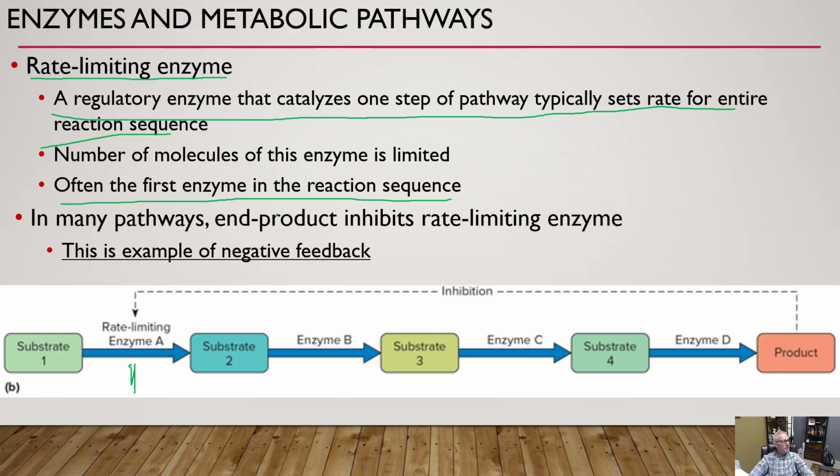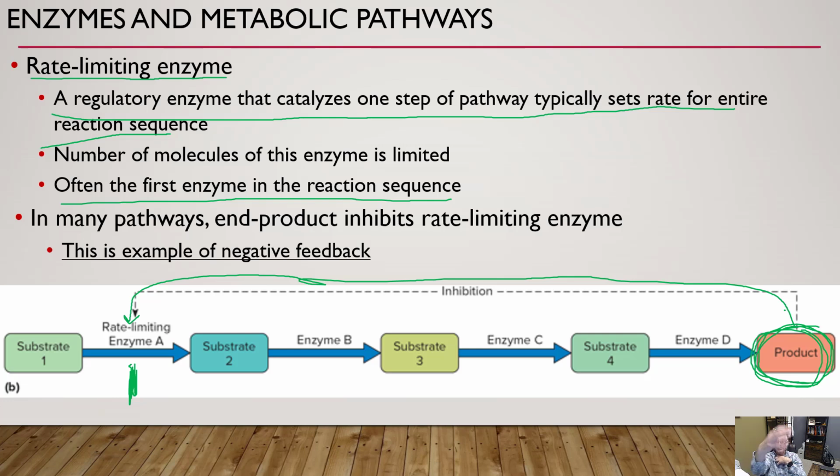Now, oftentimes, like I said, it's going to be that first enzyme in that series, in that sequence. And also what we find is once we get enough product built up, that product is going to inhibit that first step. So once we get enough product built up, that product is going to kind of shut me off and tell me not to make any more of A plus B yields AB.